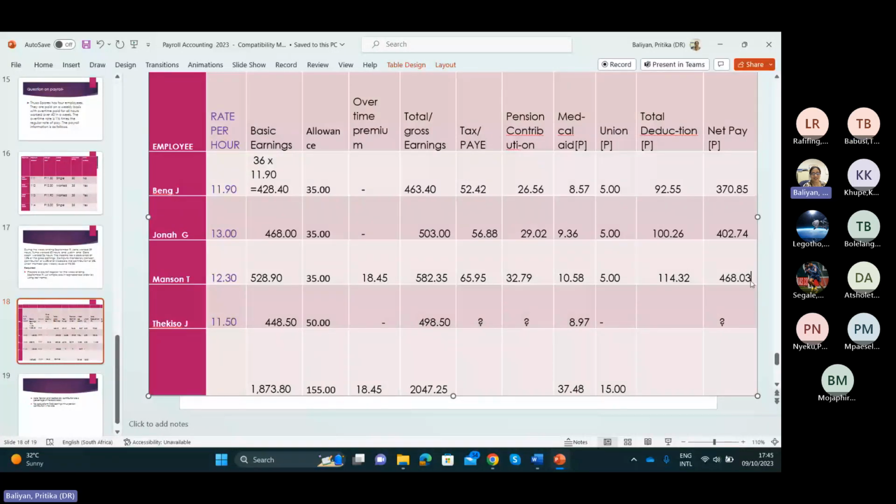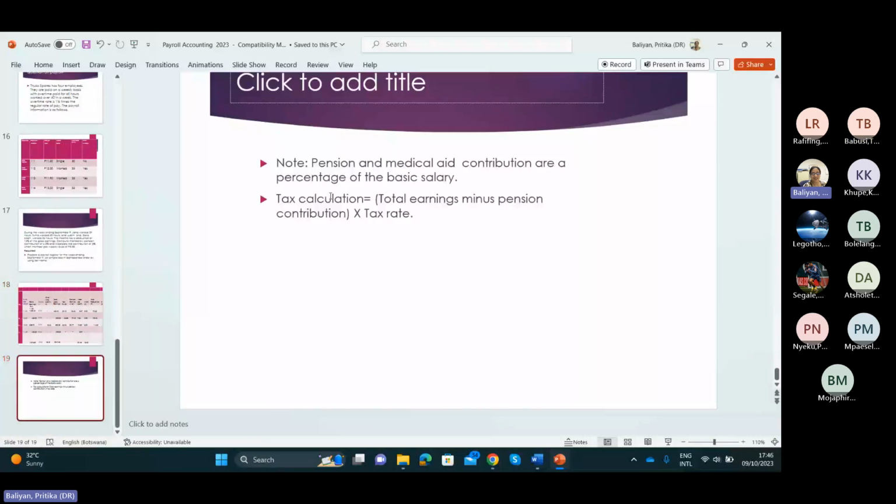For the fourth employee, you have to calculate yourself. And always remember that the pension and medical aid contributions are a percentage of the basic salary, the basic, not the gross or total salary. And tax is always calculated as total earning minus pension contribution, then times the tax rate. That's how we calculate the amount of tax.